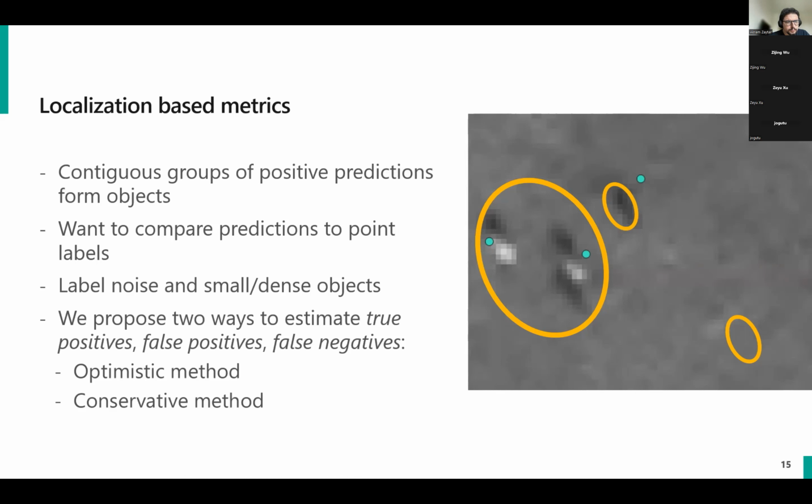So to account for this kind of uncertainty in the labels and uncertainty in the predictions, we propose 2 methods for estimating the number of true positives and false negatives, one being an optimistic method and one being a more conservative method.